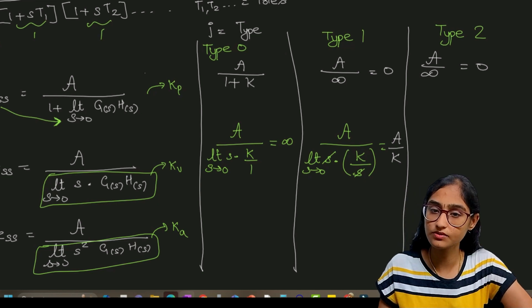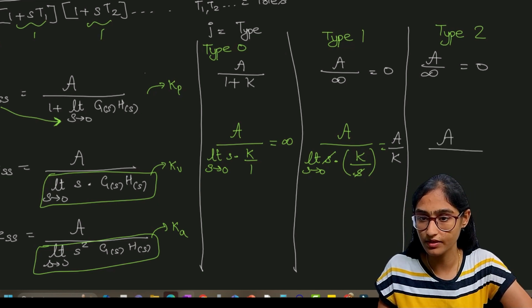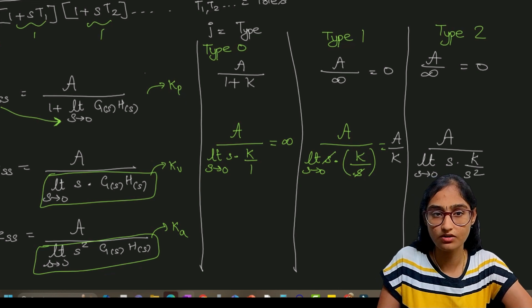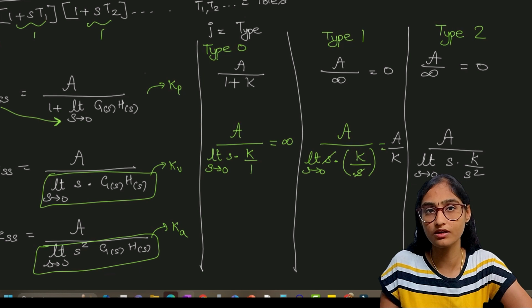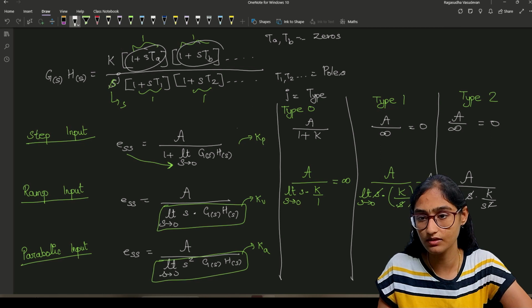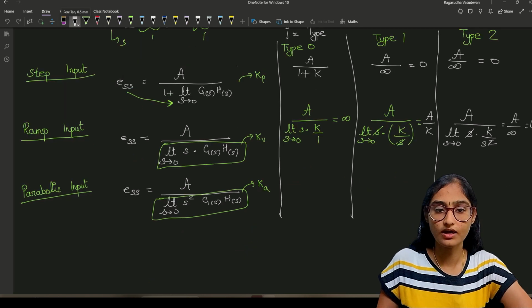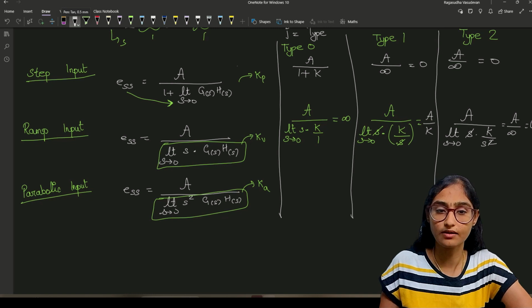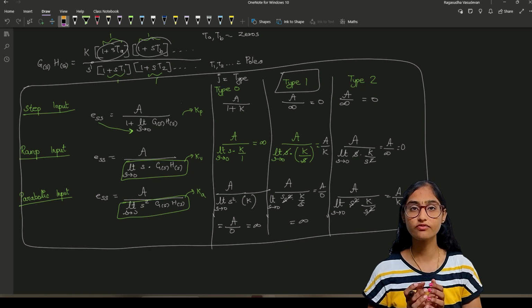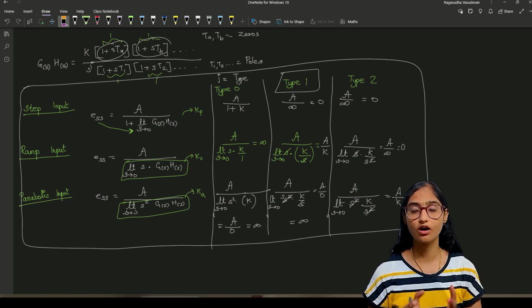Okay, so what about type 2 system? This is going to be A divided by limit s tends to 0, s into k by s square, because you know, understand this, all these terms will be 1 when you put s tends to 0. Okay, so when this is cancelled, what is the denominator term? Infinity. So you will get A by infinity, which is 0. So again, let's do the same for parabolic input. So you need to have this table in mind to find out the error term of different inputs.